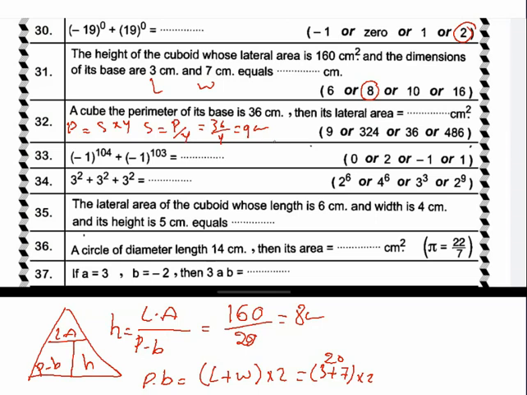Now lateral area equals what? Equals side 9 times 4. It will be 9 times 9 times 4, it will be 324.